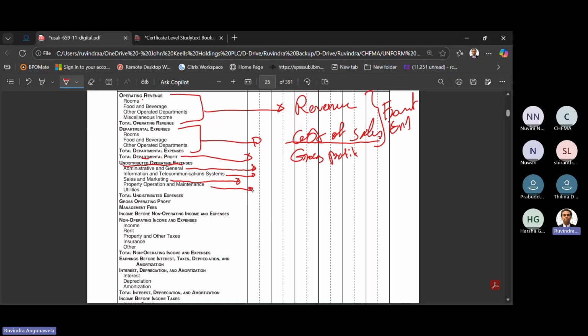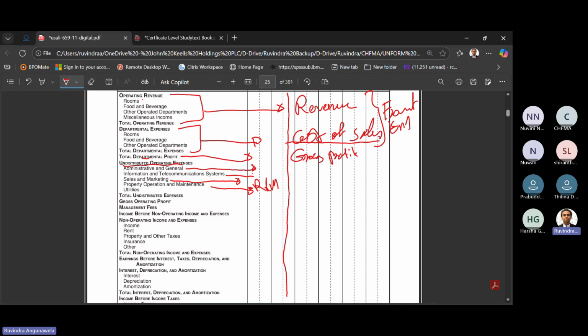Now, what is that? That is basically the repair and maintenance expenses, as we commonly refer to it in Sri Lanka. Repair and maintenance expenses of a hotel. Property operation and maintenance, repair and maintenance.